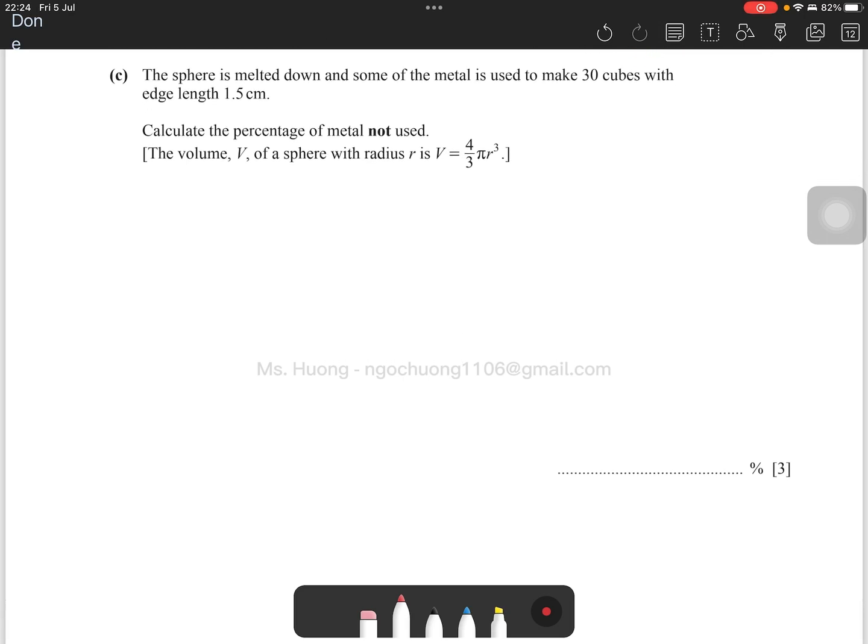C. The sphere is melted down, and some of the metal is used to make 30 cubes with edge length 1.5 centimeters. Calculate the percentage of metal not used. So first, we will find the volume of the sphere again. In question A, we know that the volume of the sphere is 4/3 pi r cubed, and the radius of the sphere in question A is 3. So this is 3 cubed equals 36 pi.